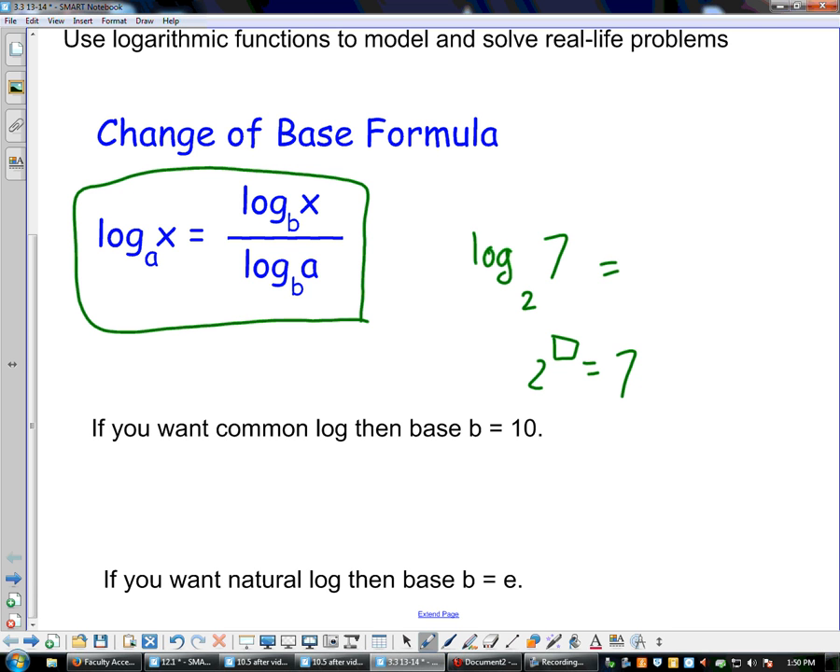Anyway, to figure this out, you would have to do this change of base formula. Maybe it's not that complicated, but you would choose a base that was on your calculator, for example, a common log like base 10, and you would rewrite this as log to the base 10 of 7 over log to the base 10 of 2, and divide those two and you'll get your answer. So let's test this with our calculator to see if this gives us the correct answer.